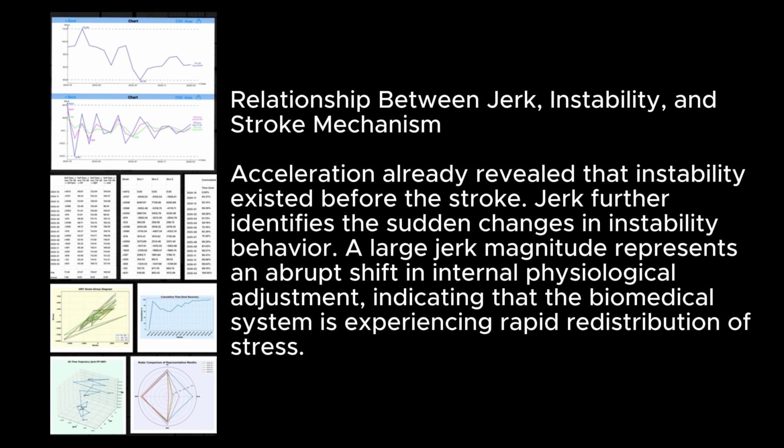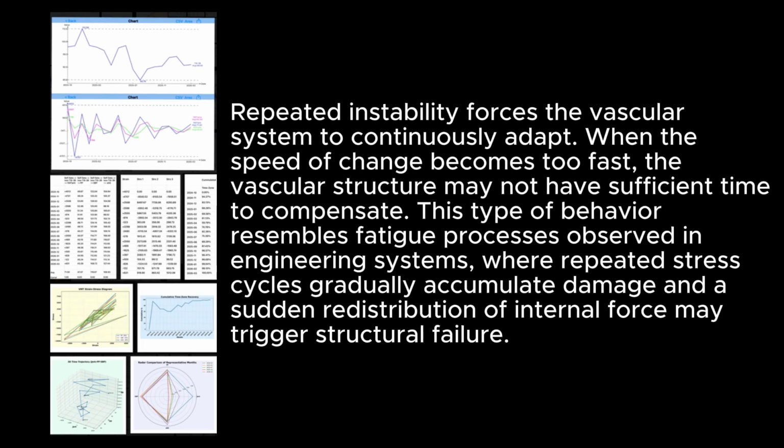Relationship between jerk, instability, and stroke mechanism. Acceleration already revealed that instability existed before the stroke. Jerk further identifies the sudden changes in instability behavior. A large jerk magnitude represents an abrupt shift in internal physiological adjustment, indicating that the biomedical system is experiencing rapid redistribution of stress. Repeated instability forces the vascular system to continuously adapt.